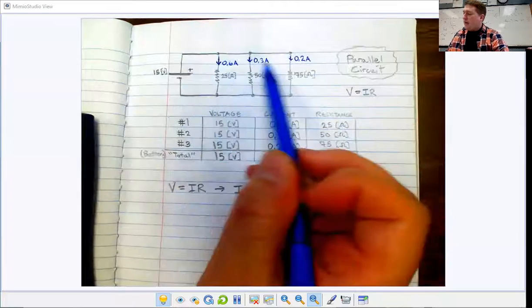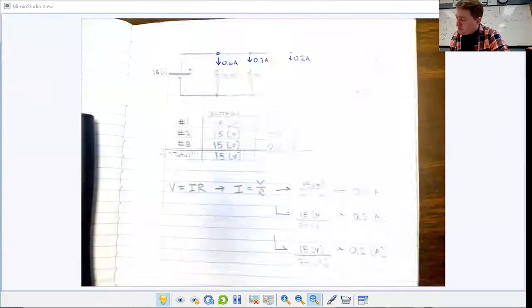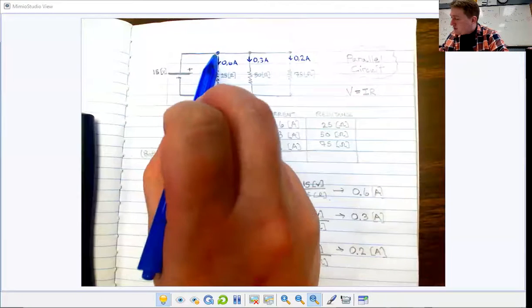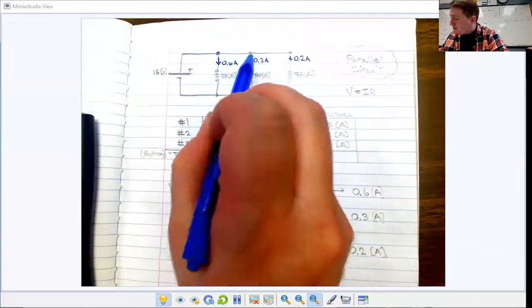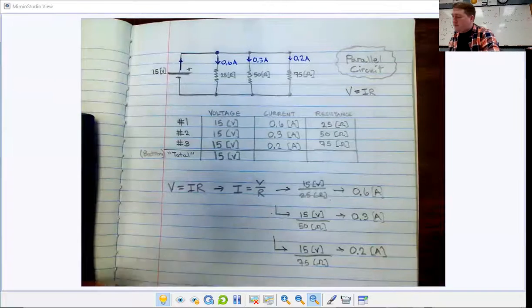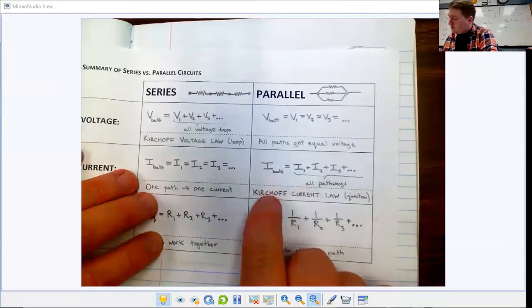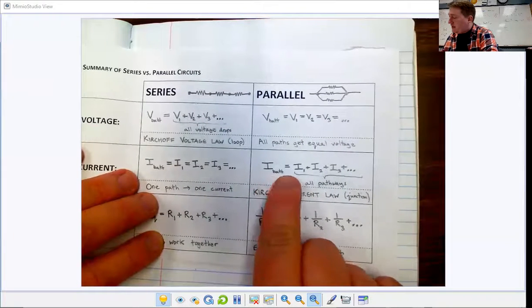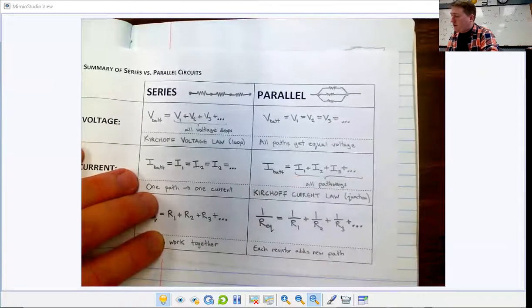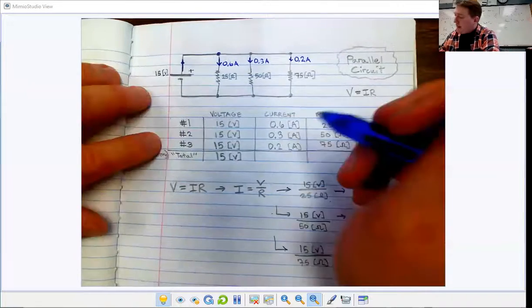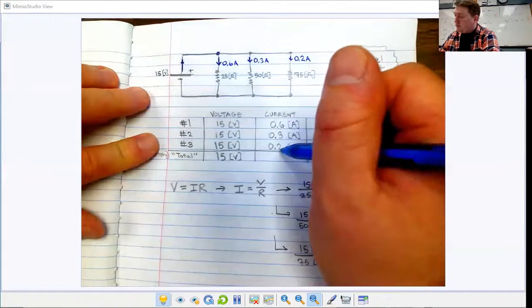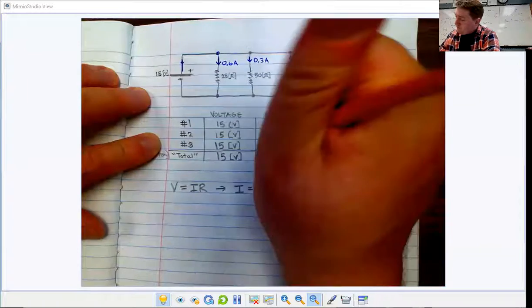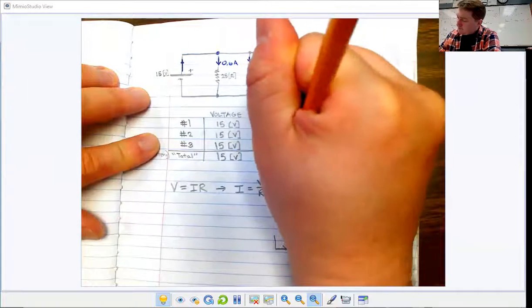Well, these currents came from this junction, right? Some currents going down this pathway, some down this, and some down that. That means the battery is going to have to provide all of that current. Hence, the battery current equals all the pathway currents added together in the parallel circuit. Well, that's going to be 0.6 plus 0.3 plus 0.2, which is 1.1 amps.